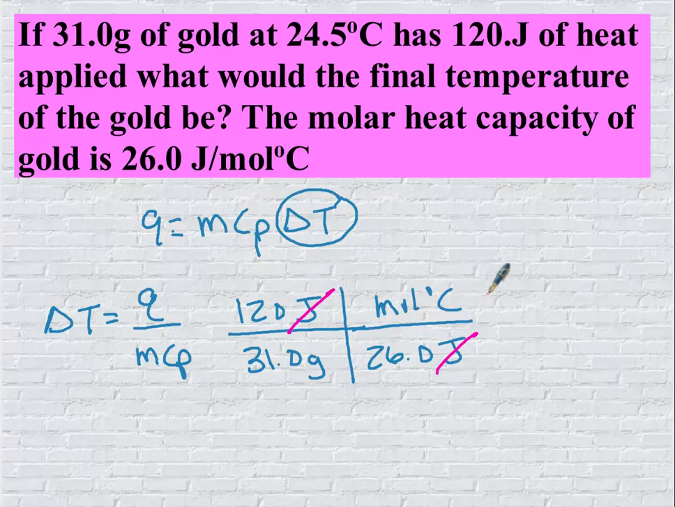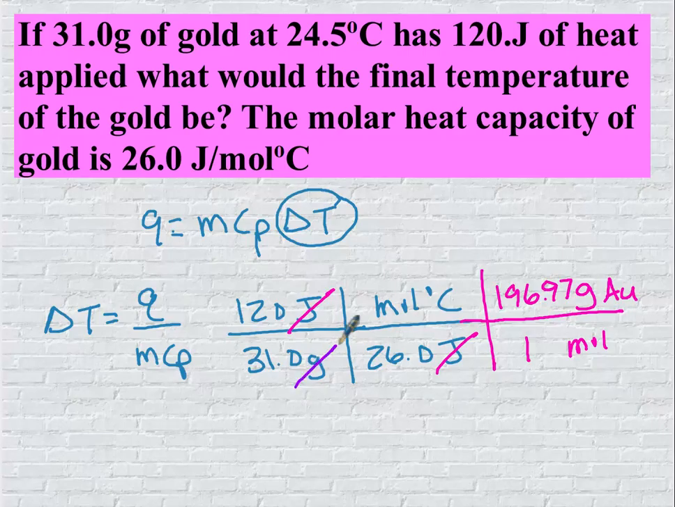Grams and moles are not canceling, so I need one more step, and I need to convert my grams to moles. And I'm dealing with gold. So 1 mole of gold is 196.97 grams. So now my grams cancel, my moles cancel, I'm left with Celsius. So plugging that in, I get 29.3 degrees Celsius.